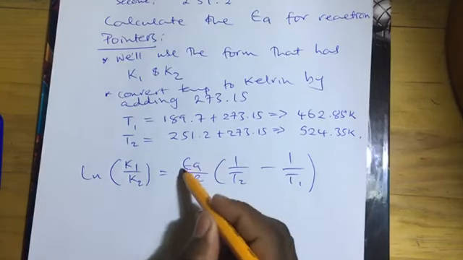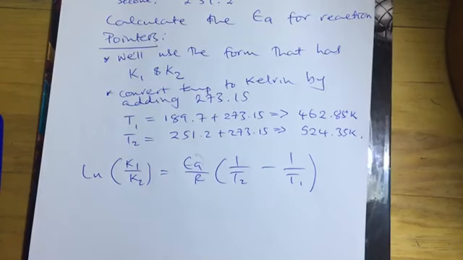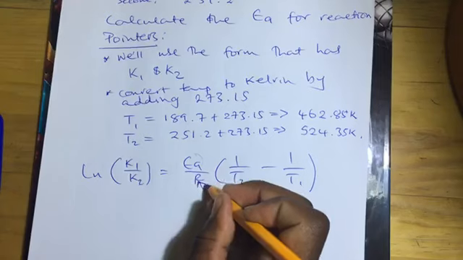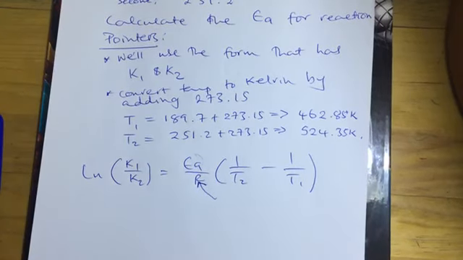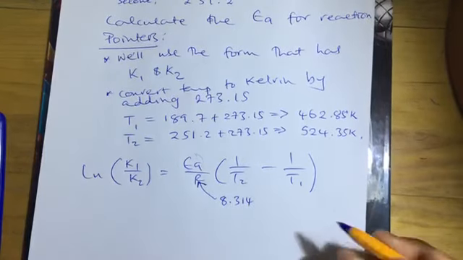All they want us to find is EA. And one other thing, what did we say the value of R is? For those who can remember, remember there are two values of R, so choose the correct one. What is the correct value of R to use in this equation? Good, 8.314. No need of including units.